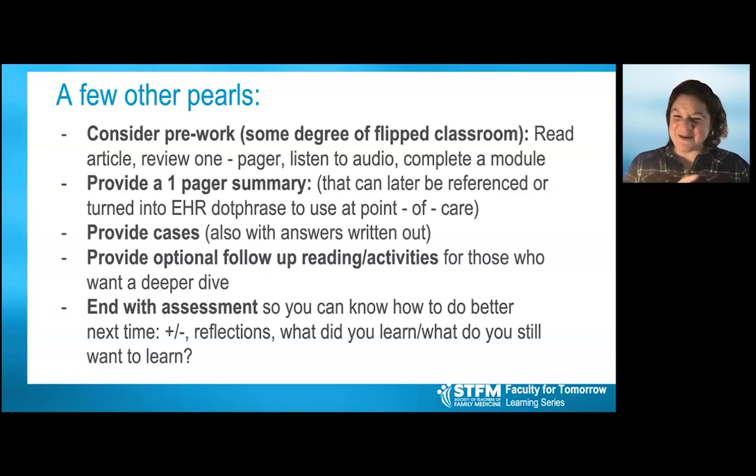And then I like to provide cases, which I've said about 1,000 times. I like to provide optional follow-up reading or activities if people want to dive deeper, and then always ending with an assessment so you can learn and grow.